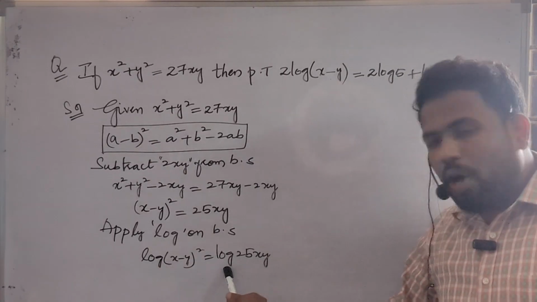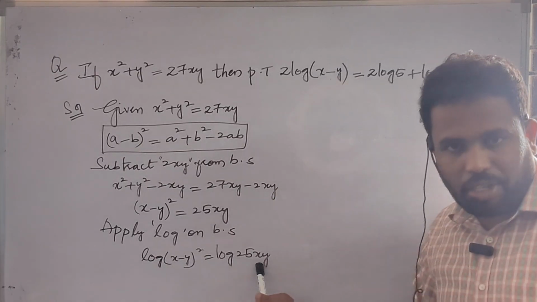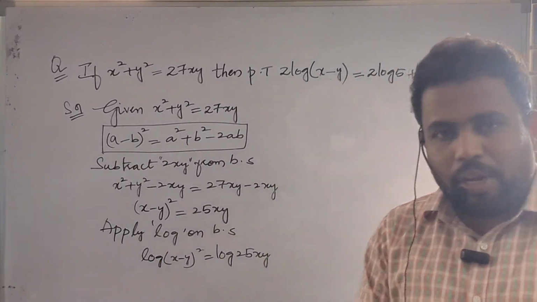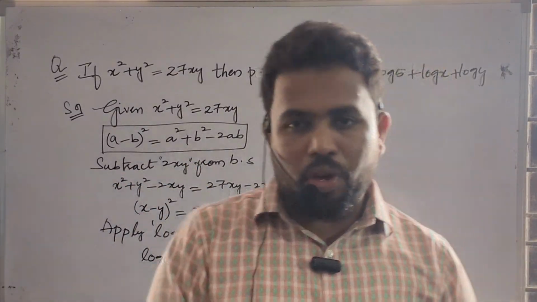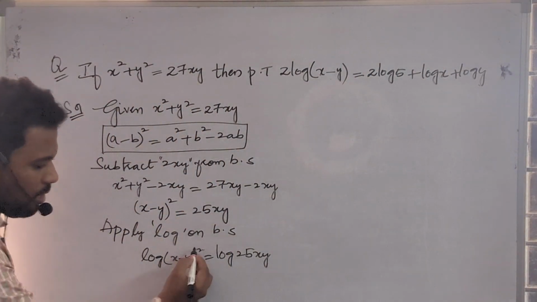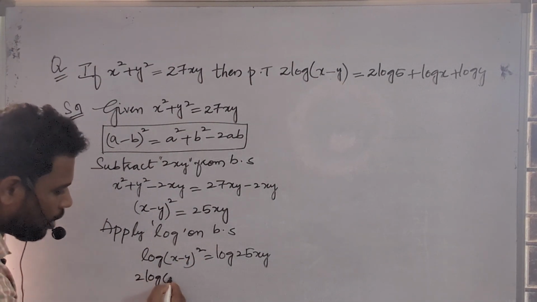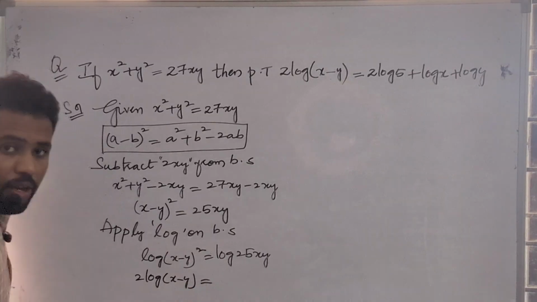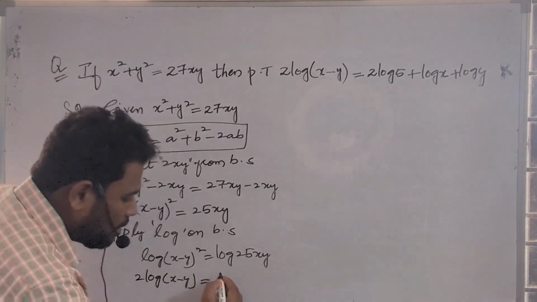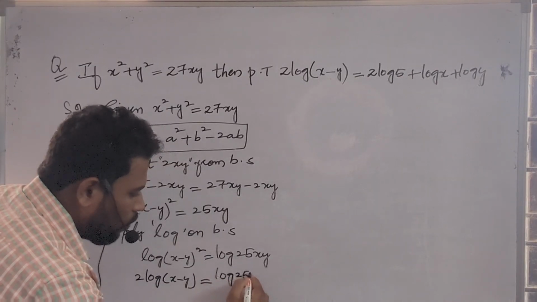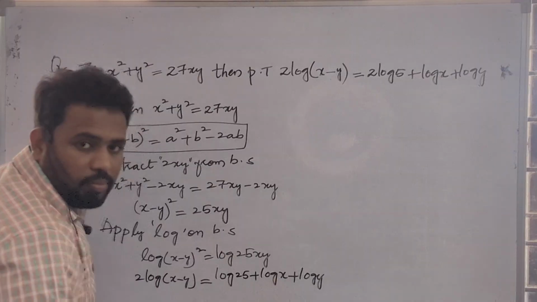And here log of 25 into x into y. If these three numbers are multiplied with each other, we already know that we have to expand by writing plus in between. So first write these two: 2 into log of (x minus y) equals, and these three terms we expand by writing plus: log 25 plus log x plus log y.